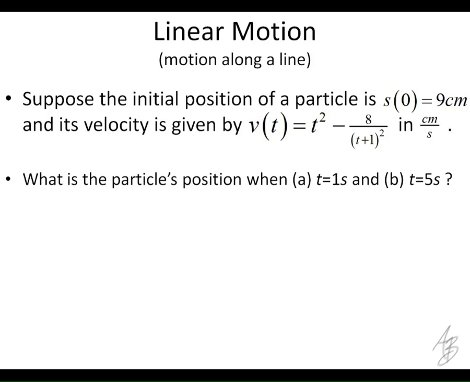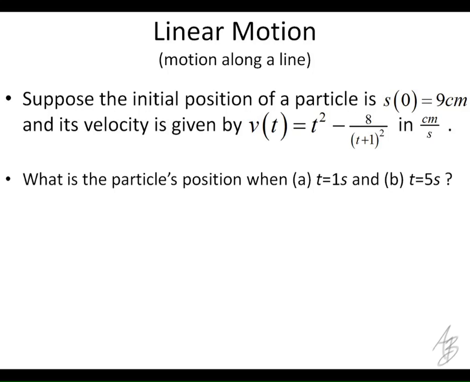We have a particle moving along a line, and for single variable calculus, motion along a line is about as good as we're going to get until we get into parametric equations in a few weeks. So we're moving along a line right now, and the initial position is at 9 centimeters. If you picture the x-axis, we're at the 9 on the x-axis to start with, and we know the velocity at any given time. The velocity is given by that function there.